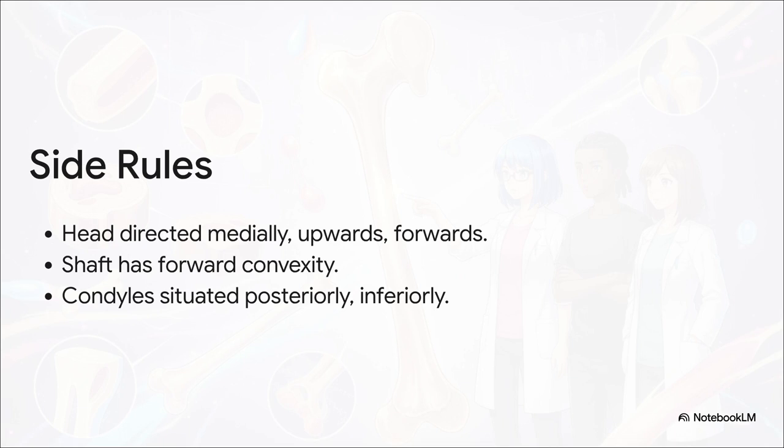To hold the femur correctly, that smooth, spherical head has to be directed medially, pointing right towards the acetabulum of the pelvis, as well as slightly upwards and forwards. And the long shaft? It's actually not perfectly straight. It features a very distinct forward convexity. Finally, those large, rounded, prominent condyles at the bottom must be situated posteriorly and inferiorly. Lock those 3 rules in, and you'll never get the side wrong.